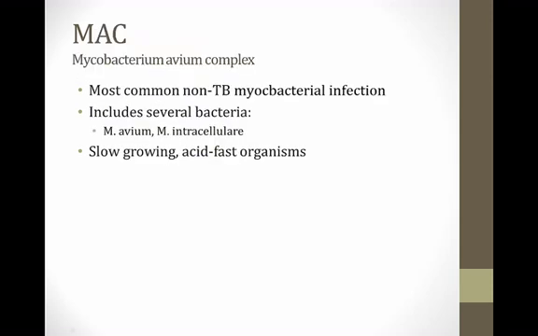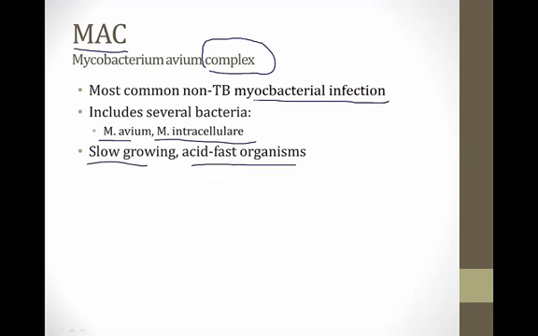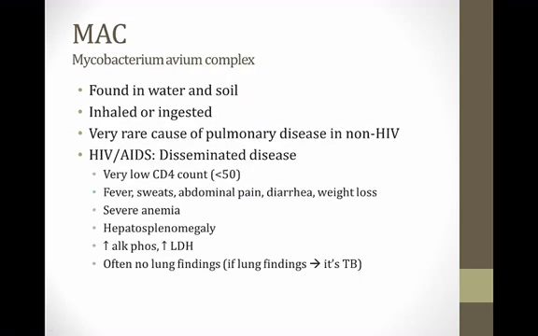So Mycobacterium avium complex is a couple of different bacteria. They're often just called MAC, and they are the most common non-tuberculosis mycobacterial infection. The reason it's called a complex is because these infections often include more than one bacteria. Mycobacterium avium and Mycobacterium intracellulare both are usually involved, and these are very slow-growing acid-fast organisms that cause infection. MAC is found in the water and soil.